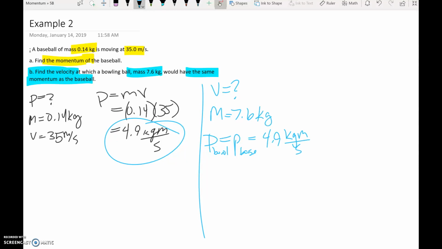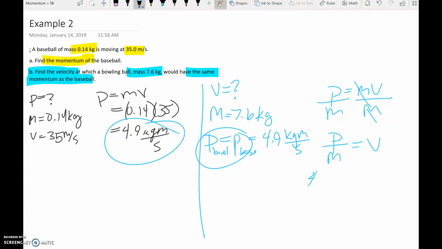So from here, momentum is equal to mass times velocity. We're looking for velocity, so we have to rearrange. Mass is being multiplied, so to get rid of it, we move it to the other side by dividing. Cancel. We're left with momentum over mass is equal to velocity. So we're talking about not 7.6, the momentum. Always got to make sure you're grabbing the right number. That the momentum divided by the mass, and that will equal 0.645 meters per second. And that is our velocity of the bowling ball.